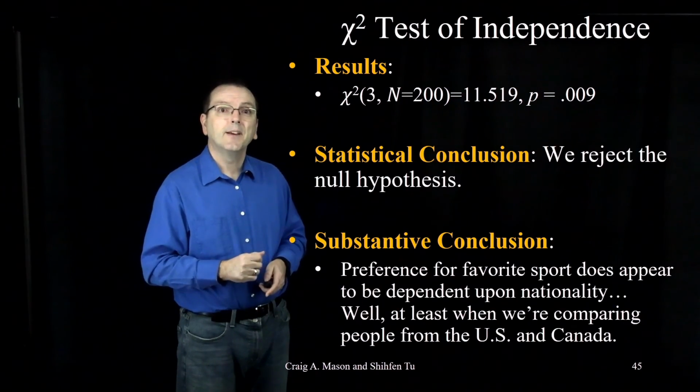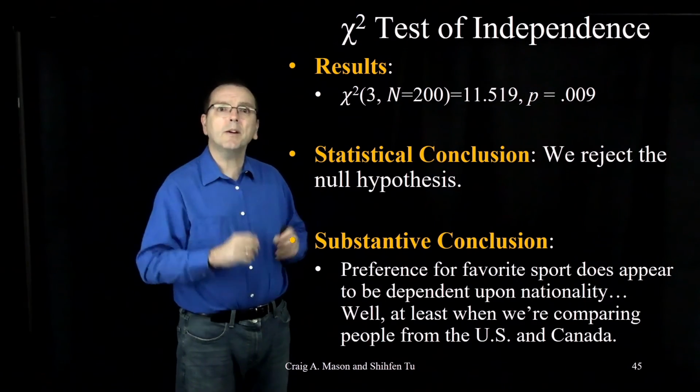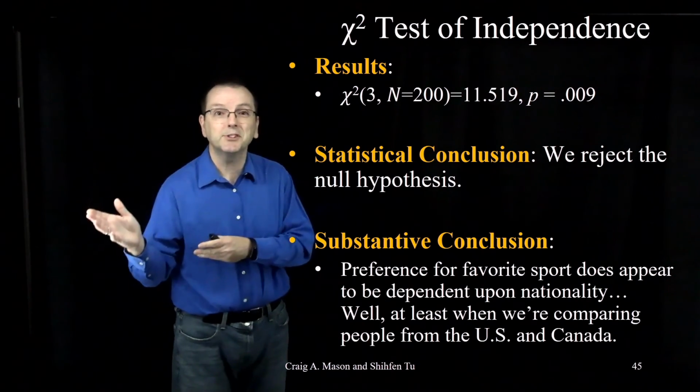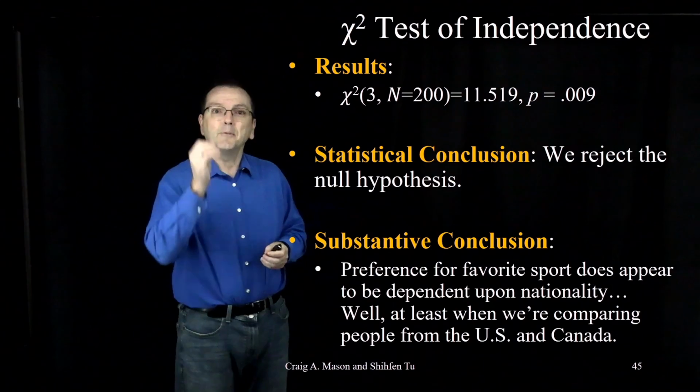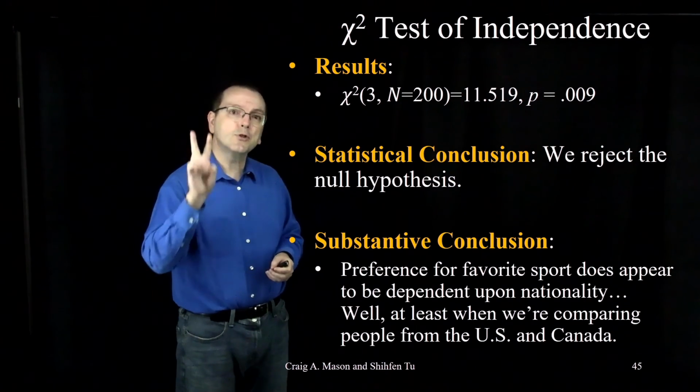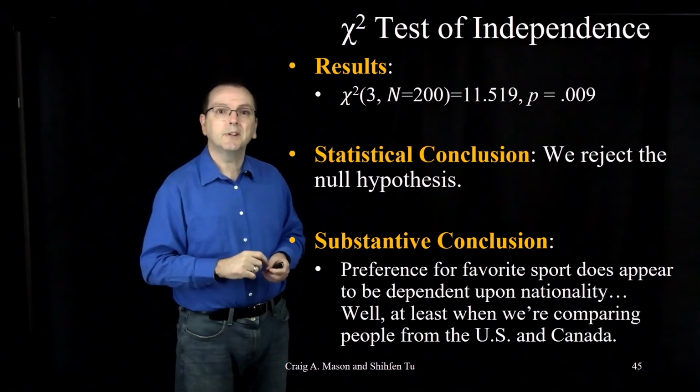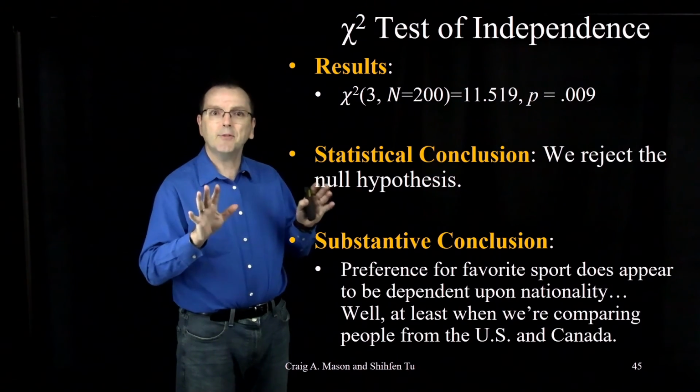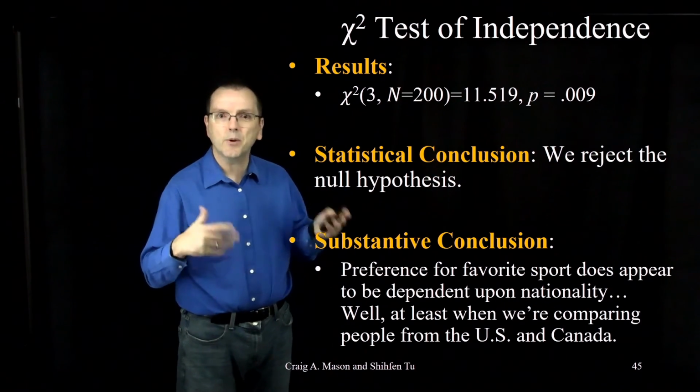All right? So that's the chi-square test for independence from start to finish. Remember, it's a test for when we have 2 categorical variables. That's the big difference between it and a Z or T test.